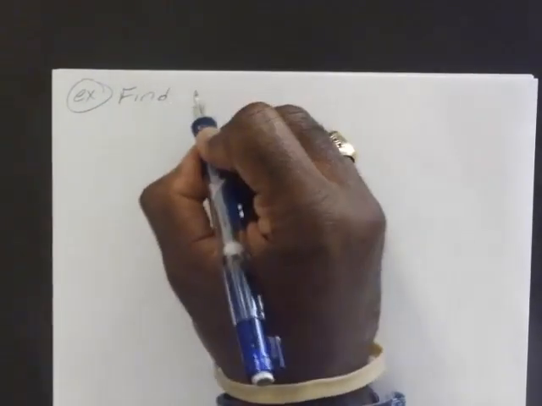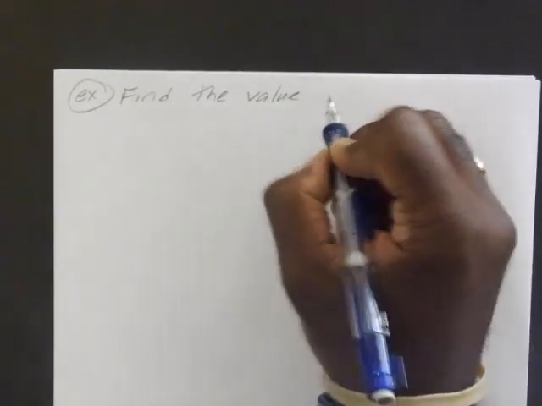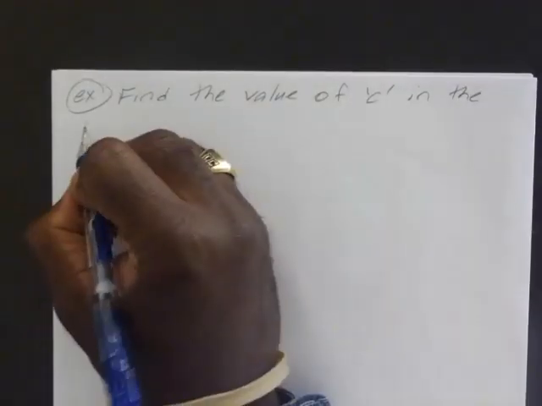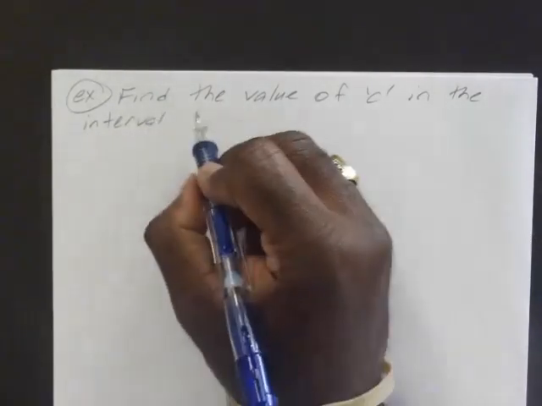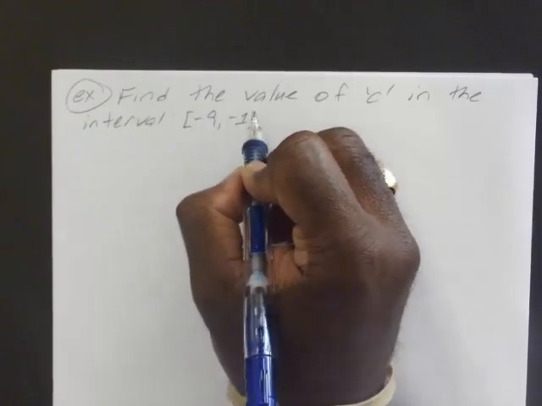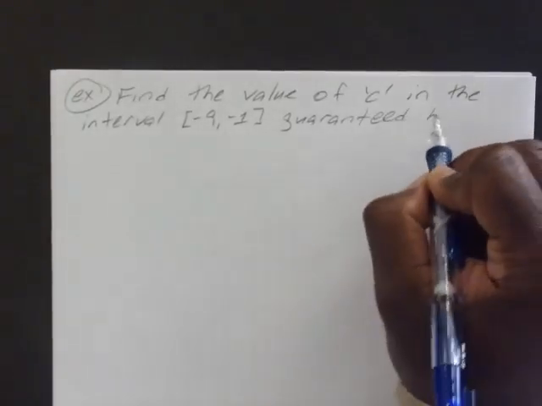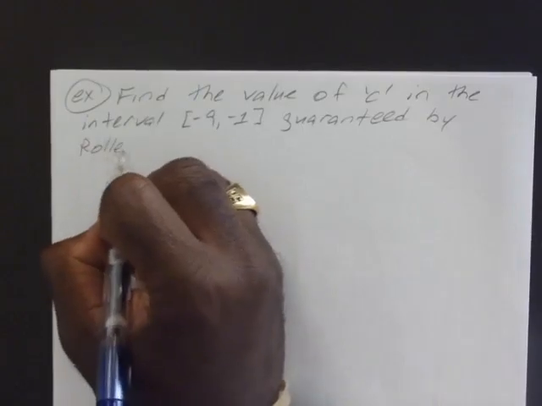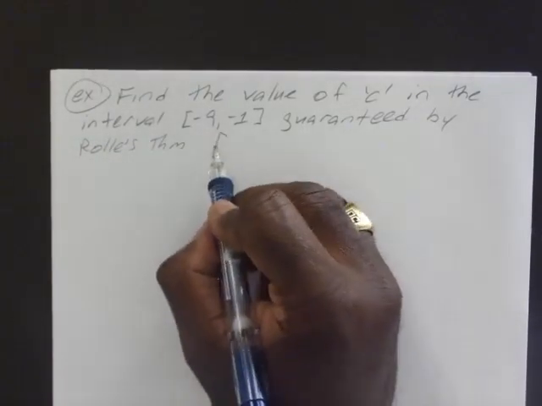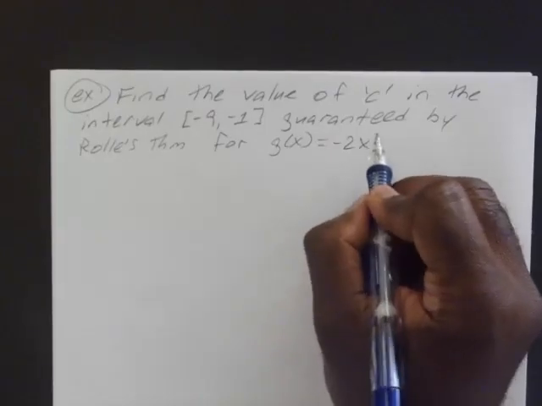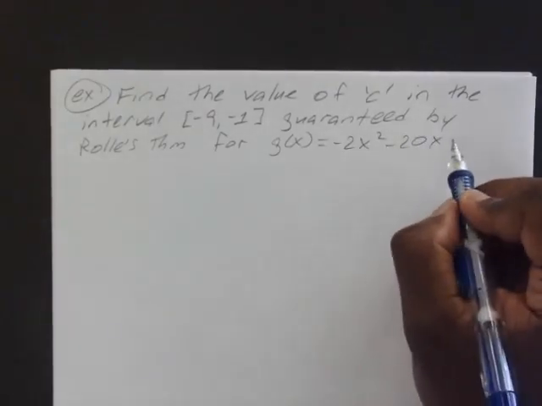So let's say, for example, if we want to find the value of c that is in the interval from -9 to -1, guaranteed by Rolle's theorem, for g of x is equal to -2x squared minus 20x minus 15.